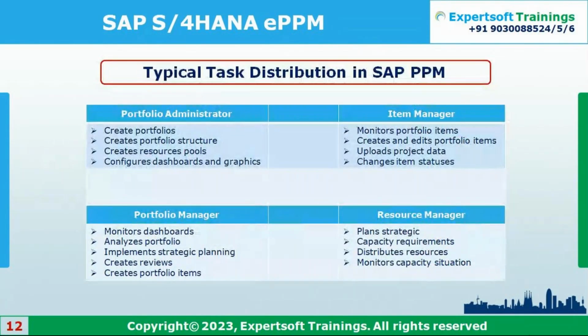As I said, there are roles. As per standard SAP, we have five different roles. One is the portfolio administrator. His job is to create a portfolio, manage the structural part, and define the scope of that portfolio. Portfolio means the buckets also come under the portfolio administrator.